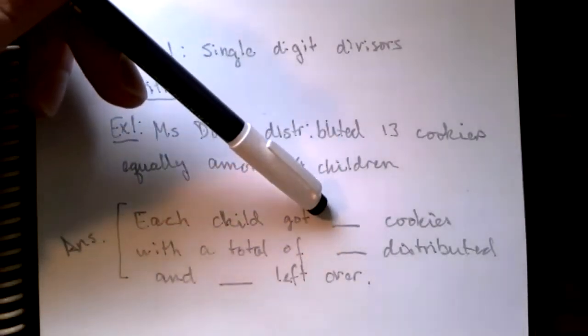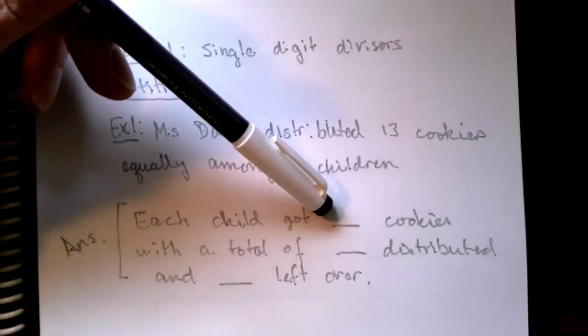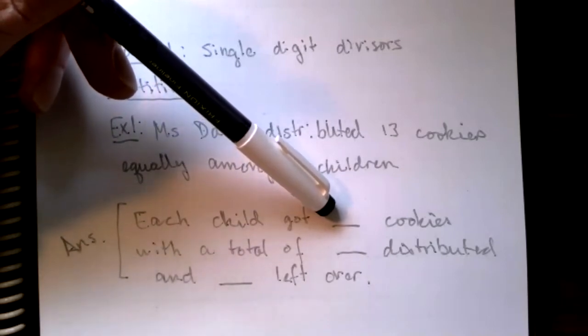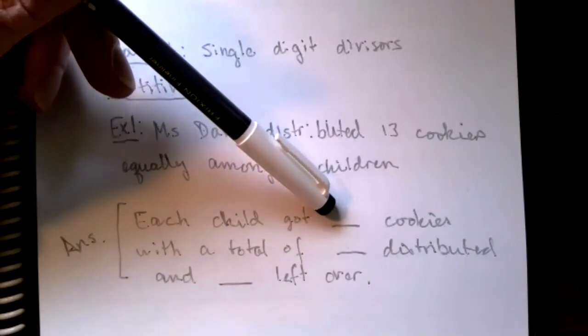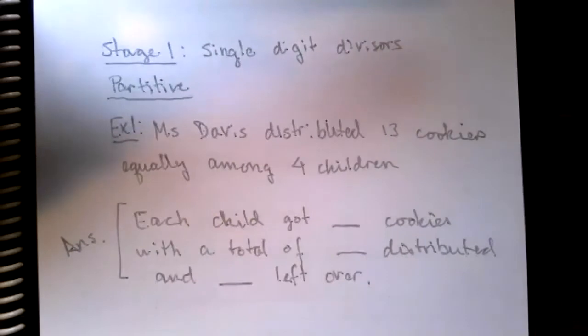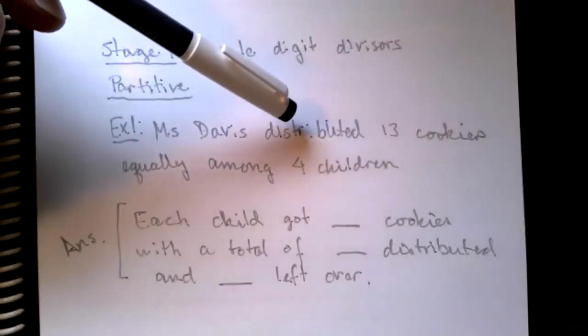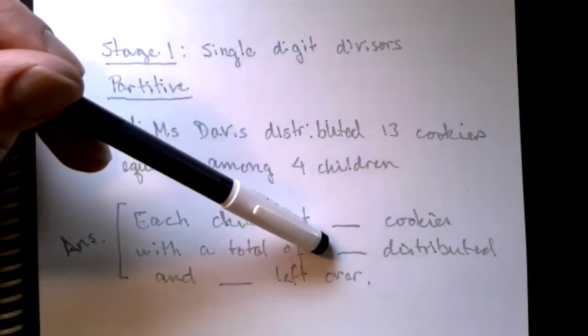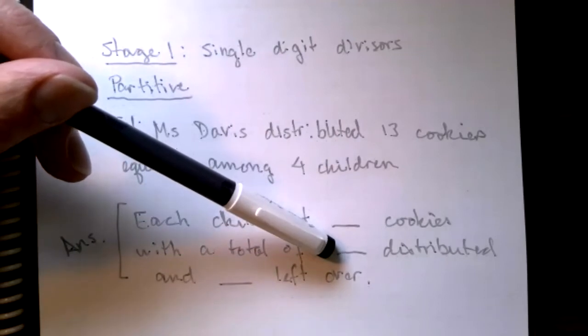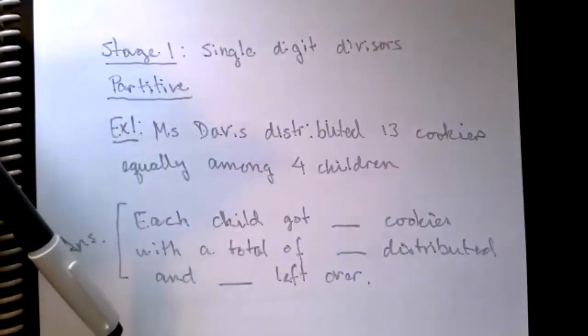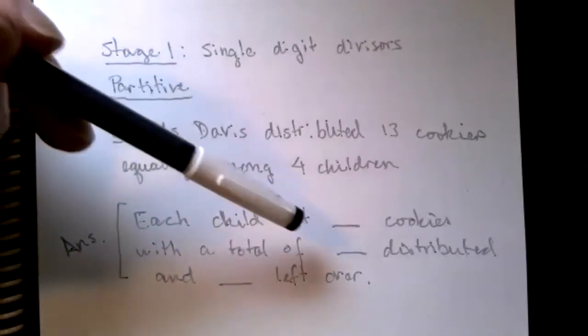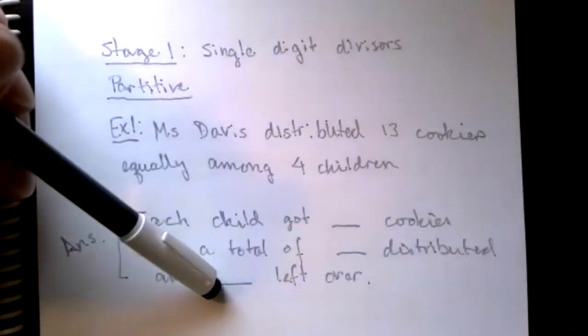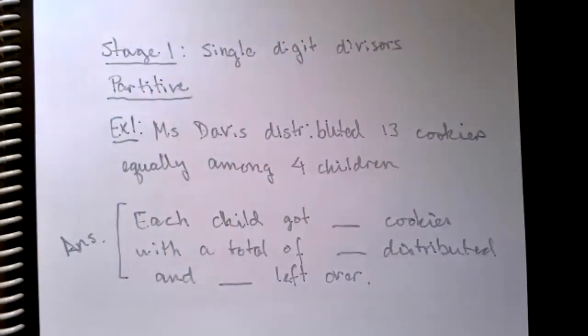But what should I put here? Each child gets how many cookies? Got 13 cookies among 4 children. 3. Okay, each child gets 3 cookies. So that means I would give out how many? 12. Okay, gave out 12 cookies. Okay, let's see. Amy, how many would be left over then? 1. 1 left over. Okay, so each child got 3 cookies with a total of 12 distributed and 1 left over. Okay, now let's look at the division algorithm for this right here.